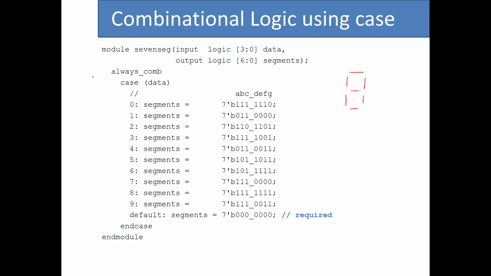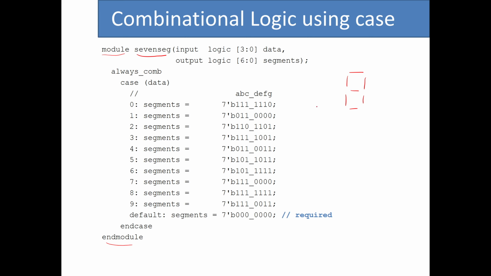So we have created the module. You see we have module and endmodule. We named it 7-segment. As for the input, we have input with the type logic, and it's called data, and it has 4 bits. And for the output, we have segments. Again, they are of the type logic, and they have 7 bits, right? So each one of these is associated with one of these LEDs here.